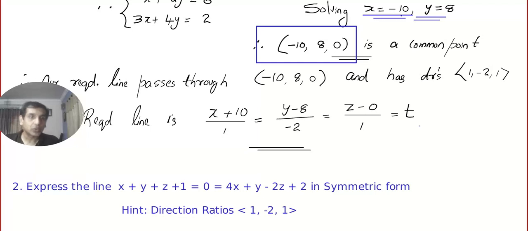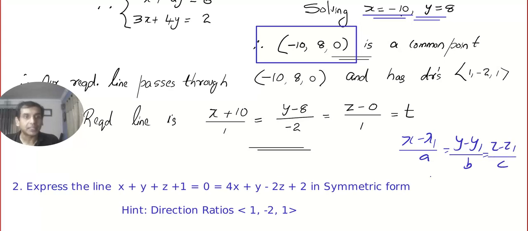Now that's it. What's the equation? X minus x1 by a equal to y minus y1 by b equal to z minus z1 by c.